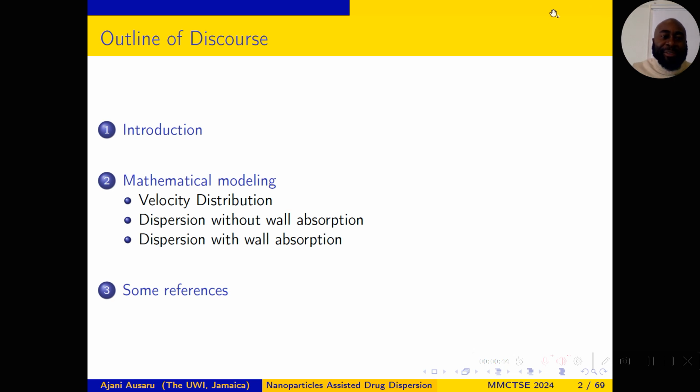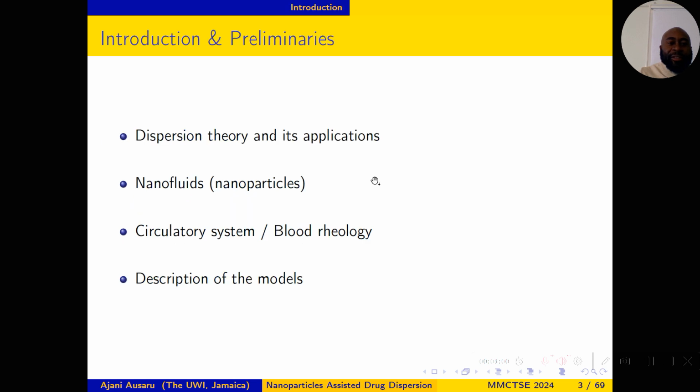So this is just an outline of today's talk, basically some preliminaries. Our mathematical modeling will look at the velocity distribution, and we have two models: dispersion without wall absorption and dispersion with wall absorption, after which we'll finalize, talk about some results and highlight some references. Our introduction preliminaries entail dispersion theory and its applications, nanofluids, nanoparticles, the circulatory system, and blood rheology, and we will describe the models in detail.